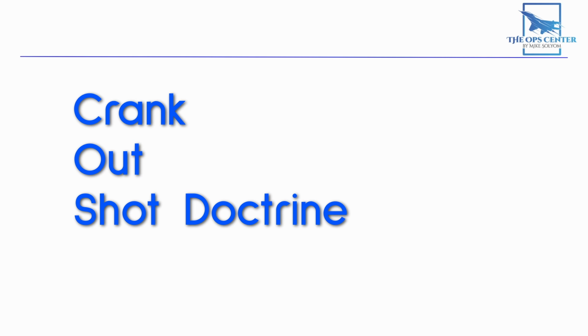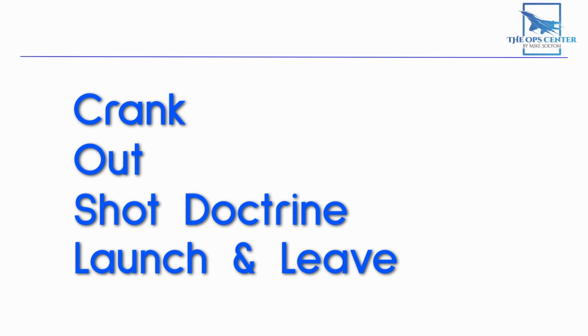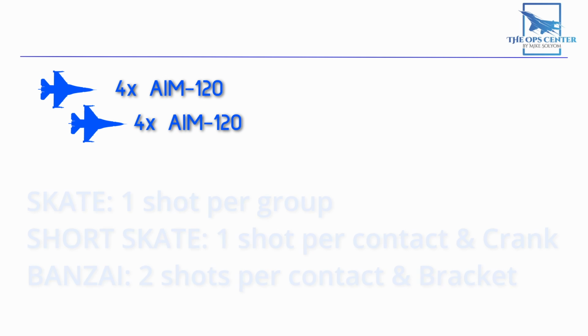And you do that through a combination of maneuvers like the crank and out, shot doctrine, and tactics like launch and leave. So let's look at how you would make a plan with all of this in mind. For this scenario, we'll have a 2-ship DCA cap armed with 4 AIM-120s each. You would start with a quick brief that might look something like this.